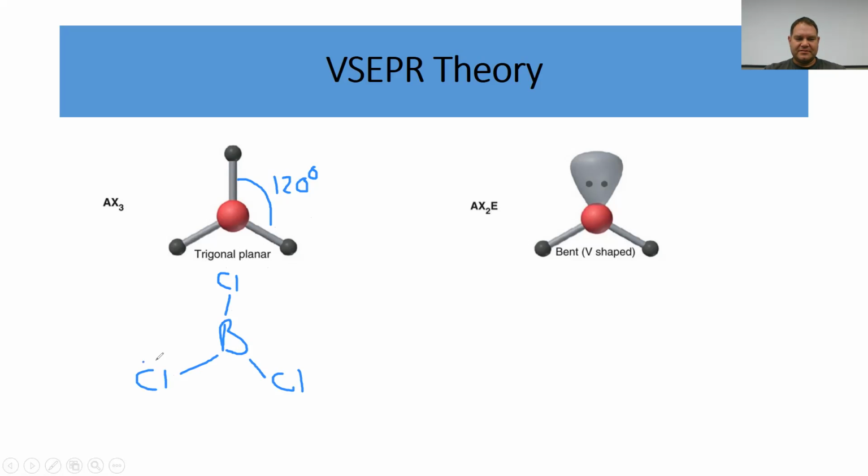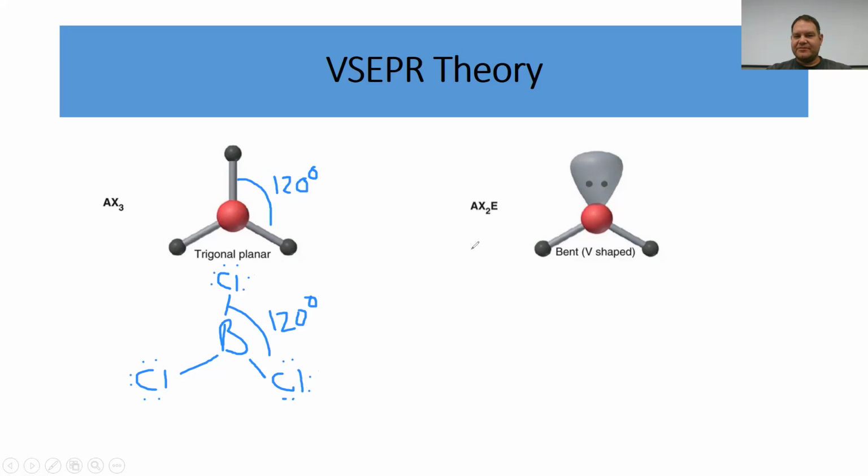And of course, if I draw the Lewis structure correctly, we're going to have lone pairs on each one of these chlorines, like so. Okay, so there's three domains around boron. Remember, boron only needs 6 electrons to fill its outer shell, so it violates the octet rule, and that's okay. In this case, these angles are going to be 120 degrees, and we have a trigonal planar structure, okay?